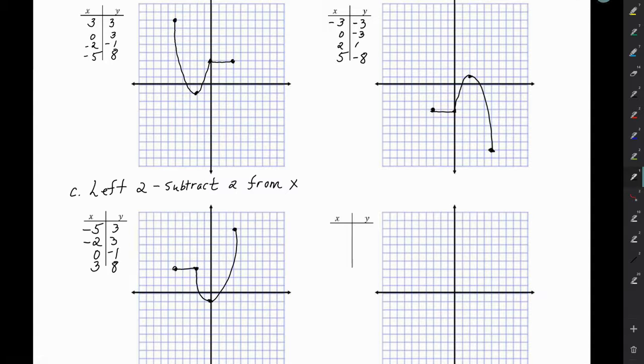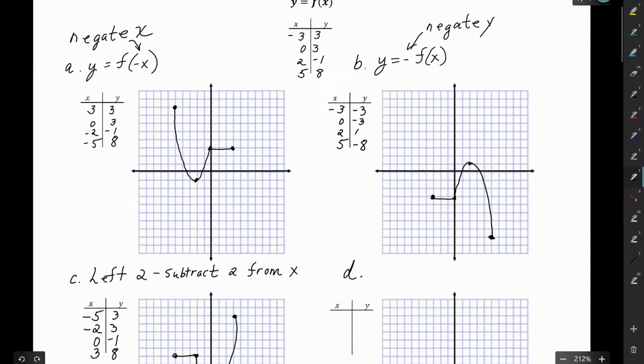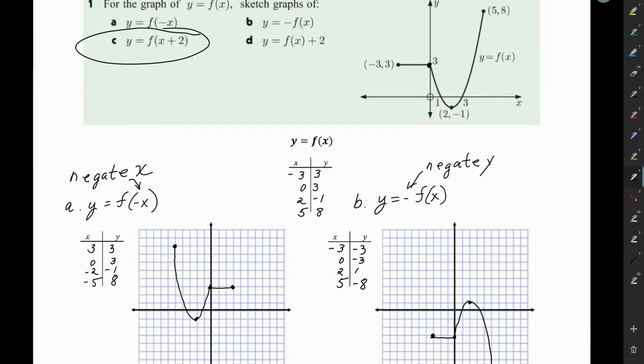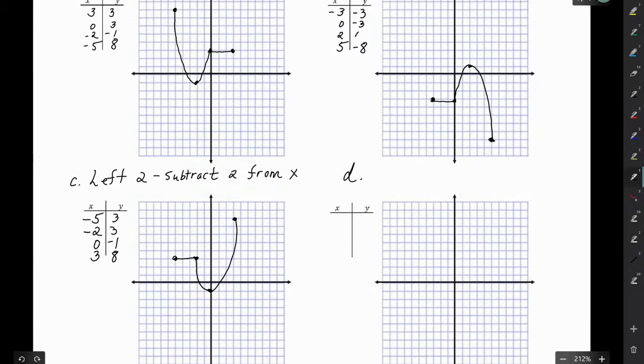Okay, so it looks like we accomplished our goal there. Now, part D. Part D, now we don't have the 2 inside the parentheses, it's outside the parentheses. That means that our function is going to move up and down. All right, so we're going up 2. And think about what that means.